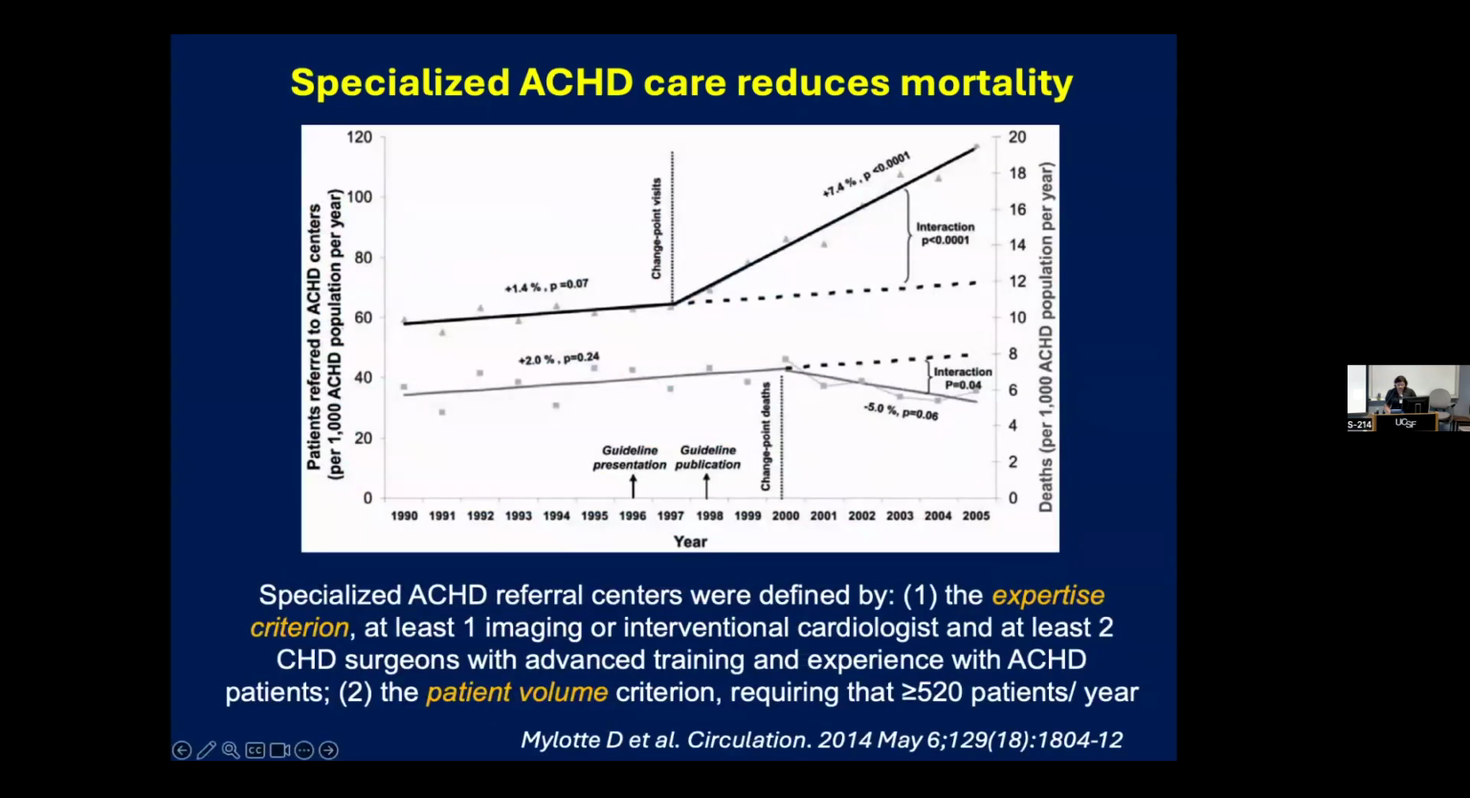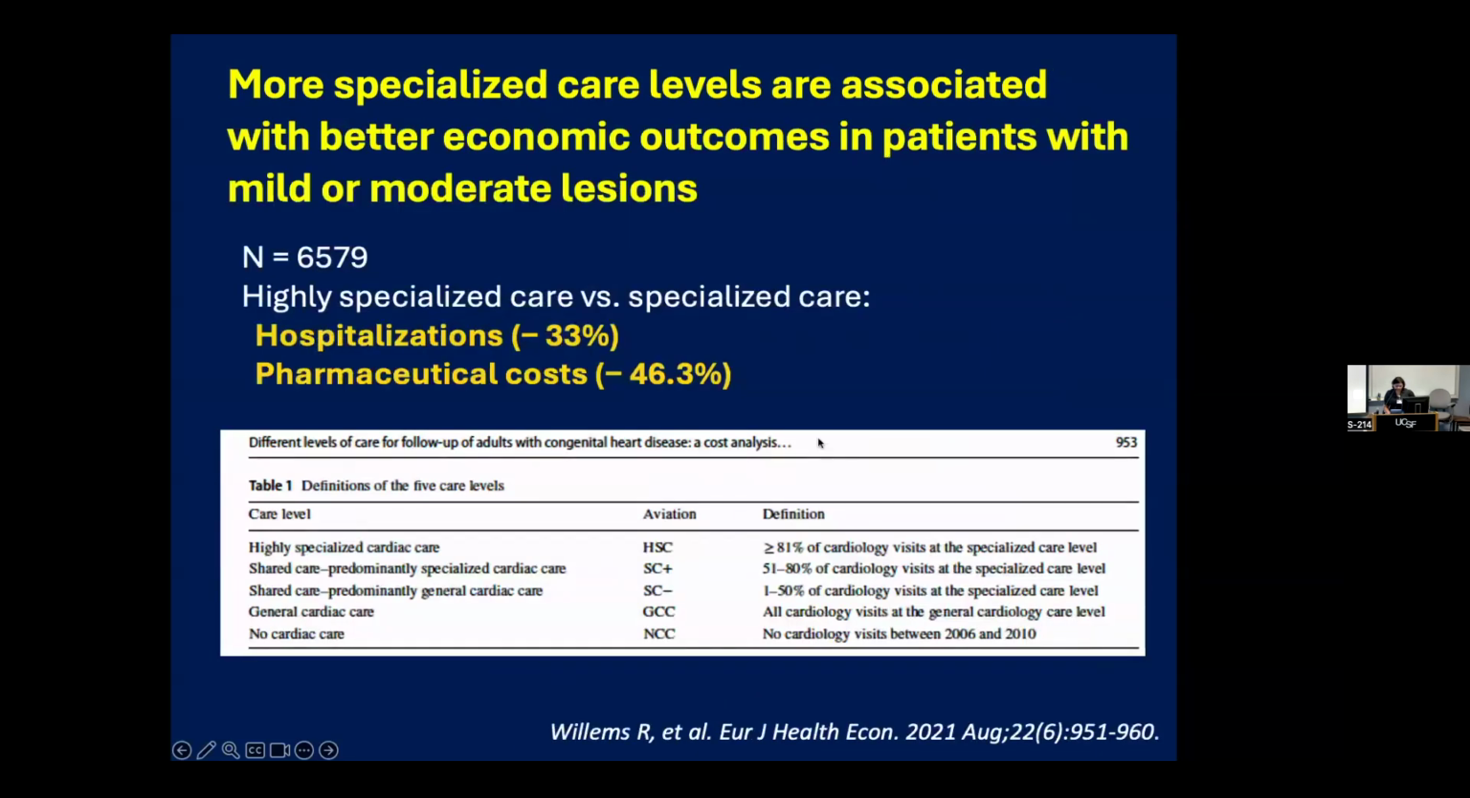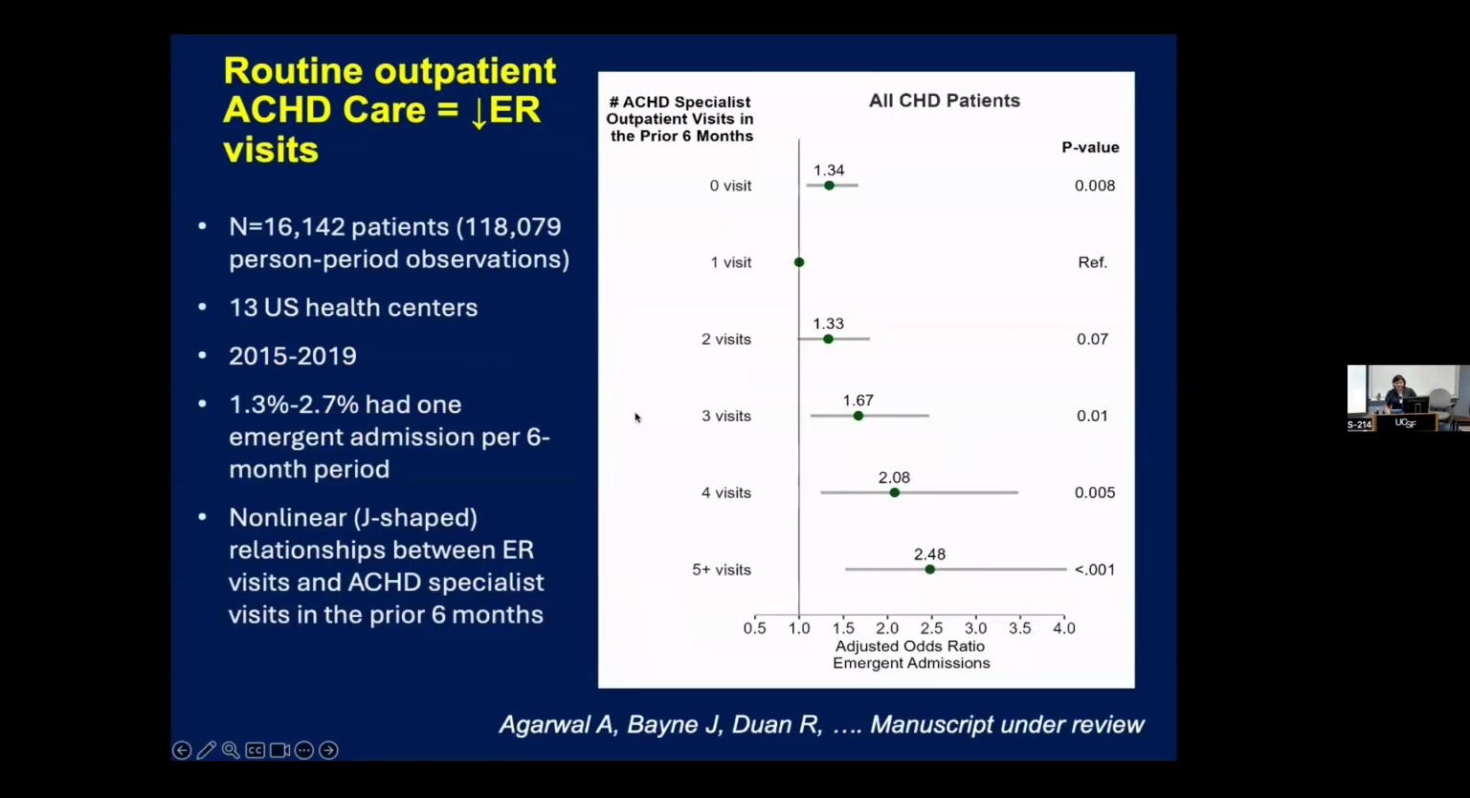This is because there is strong evidence that specialized ACHD care is an independent predictor for decreased mortality in these patients. This is a time series analysis from the Quebec data again. Data from Belgium has shown that specialized ACHD care is associated with a 33% reduction in hospitalizations for these patients and about a 46% reduction in pharmaceutical costs. And recently, from 13 US health centers, we demonstrated that having a routine outpatient visit with an ACHD specialist significantly reduced the likelihood of a subsequent emergent admission.